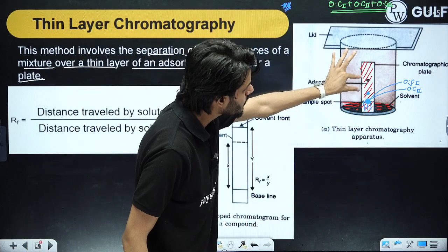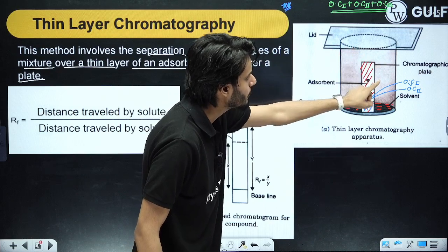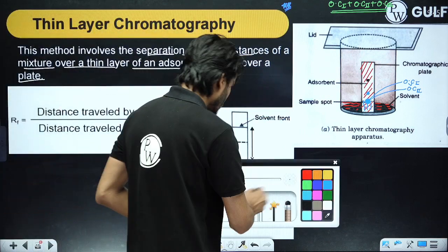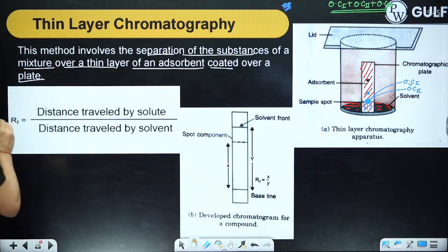So in this manner you will have two different organic compounds on this chroma plate, and this is what we call thin layer chromatography, guys. Understood? Everything is okay? Now there is a very important term in this whole chromatography, and a very important question from this topic can be the retention factor, guys.